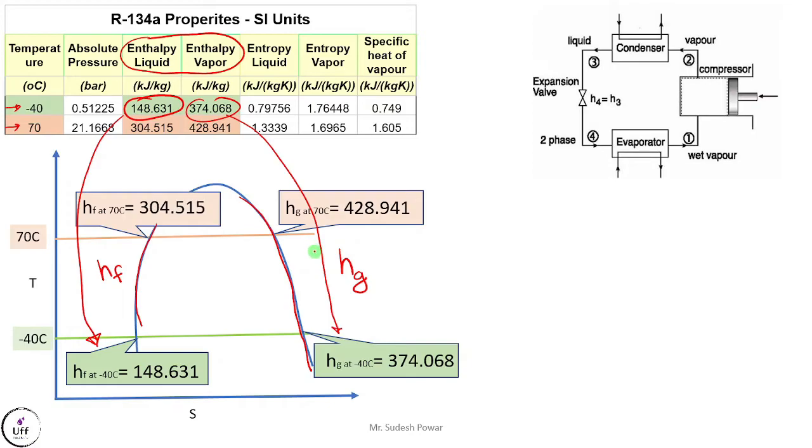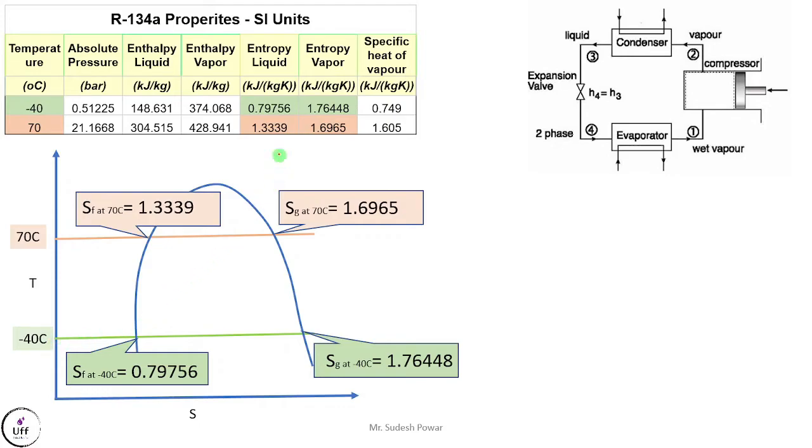Similarly, we can get the entropy as well. Entropy is also given at specific temperatures. So entropy of liquid at minus 40 degrees centigrade is given at this one, and the same thing is mentioned over here. Likewise, at minus 40 degrees centigrade, entropy of vapor is 1.76, given over here. Likewise, at higher temperature, entropy of liquid is 1.3339, mentioned over here, and entropy of vapor at higher temperature is given and mentioned here. Remember, these entropies are at these points.